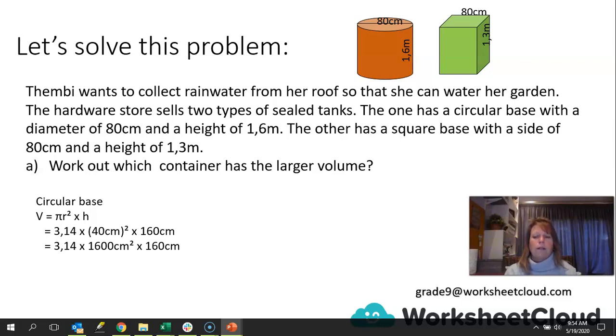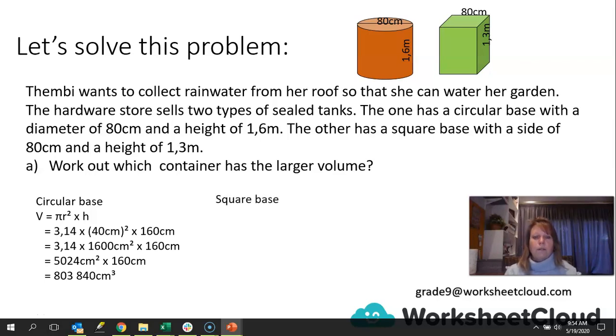Use your calculator, multiply out, and you're going to end up with 524 times 160, but you could have done it in one go and got 803,840 centimeters cubed. Remember, centimeters squared times centimeters gives me centimeters cubed. Right, quite a big number, but remember that is in centimeters cubed, and we are working with volume, so that's okay for now.